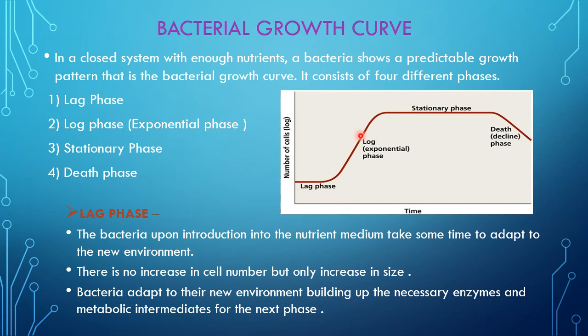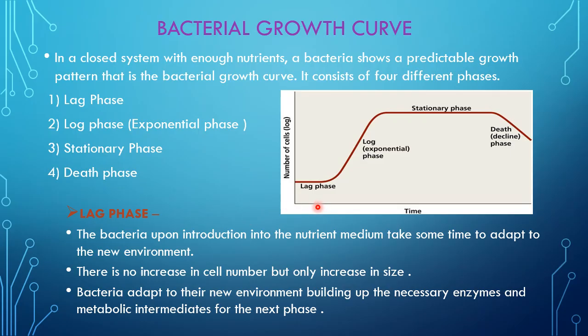There is a sudden increase which is called the log phase or exponential phase, and then the graph becomes stationary. There is no increase or decrease, it becomes stationary, so that's called the stationary phase. Finally the graph drops down, which is called the death or decline phase. Now we'll study them one by one.